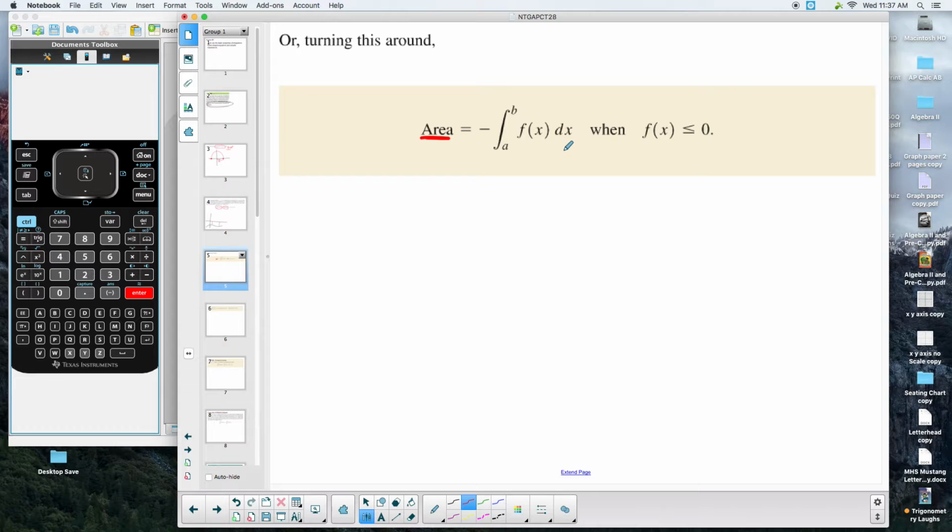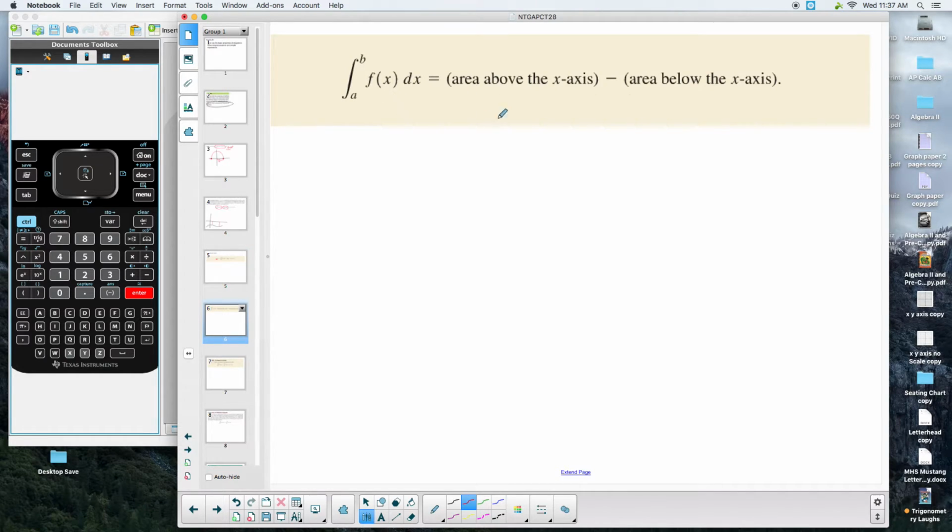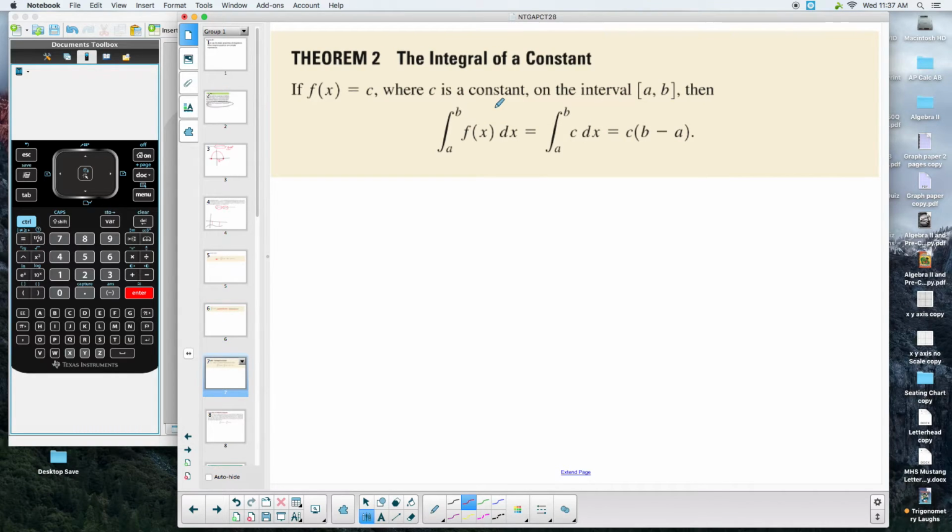If there's some above and some below, our integral will be the area above minus the area below, because the area below is negative, so it'll be area above minus a negative value, you're really adding the two together.